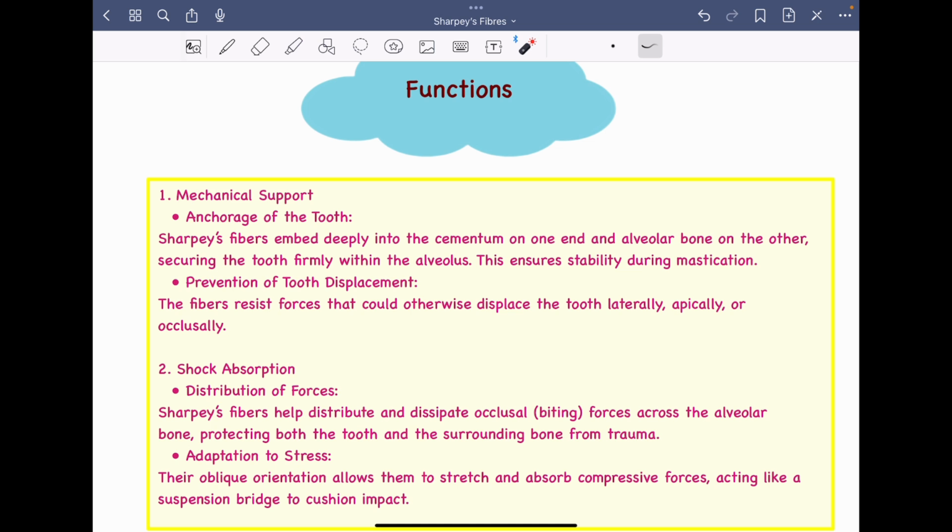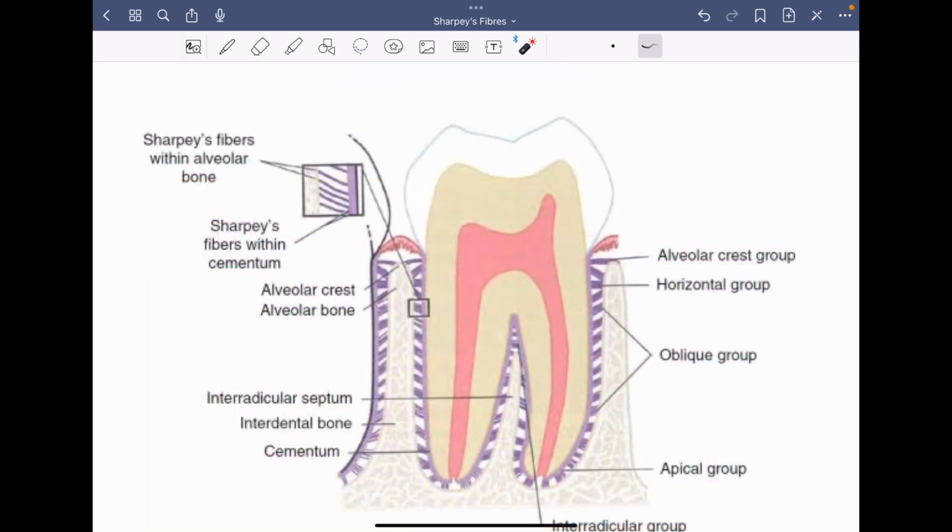Another function is adaptation to stress, right? Now we have discussed previously that they are either oriented perpendicularly or present obliquely, right? This oblique orientation allows them to stretch and absorb the compressive forces, acting like a suspension bridge to cushion the impact of the forces. So this is about the shock absorption property. It will distribute the forces as well as help the tooth to adapt to the stresses. Okay, the functions of Sharpey's fibers.